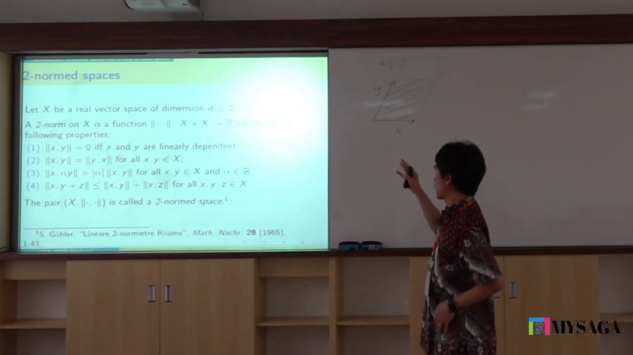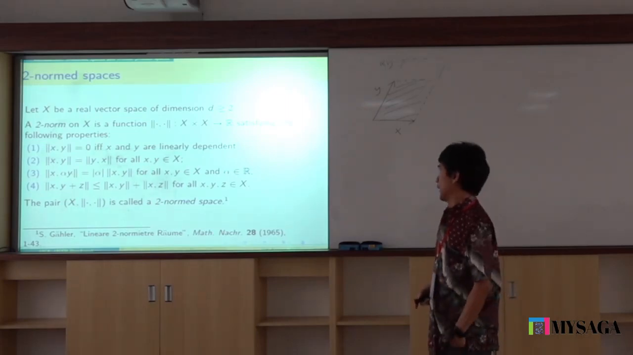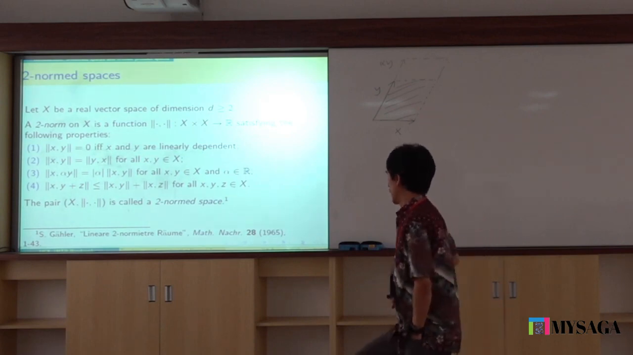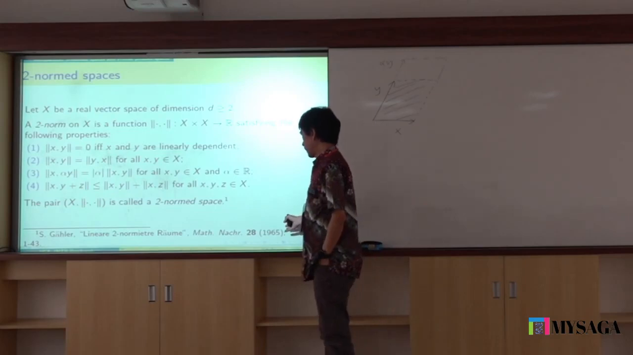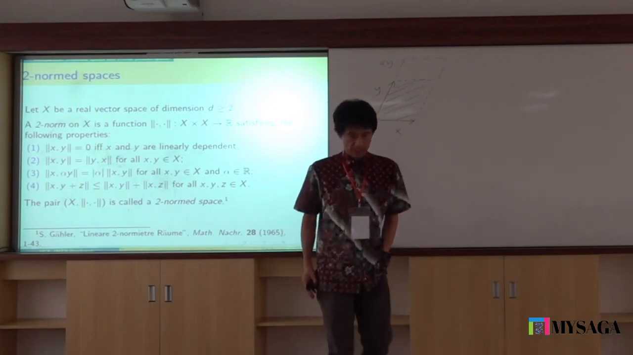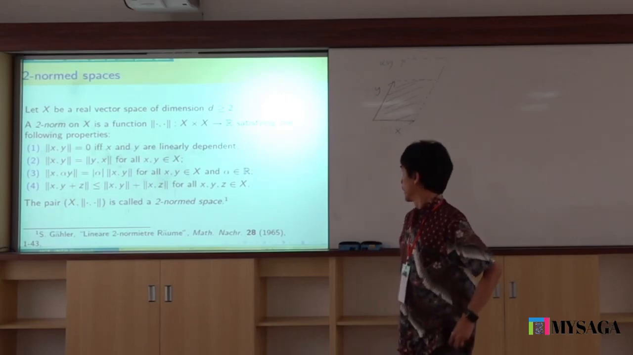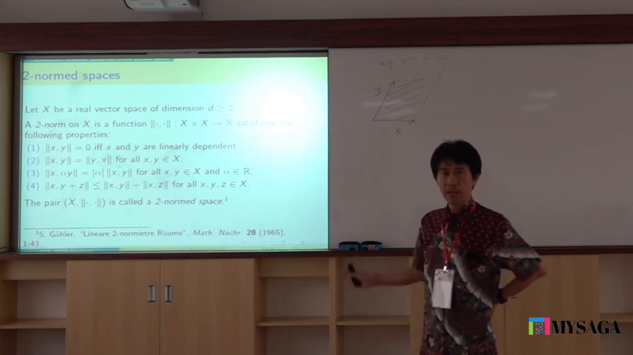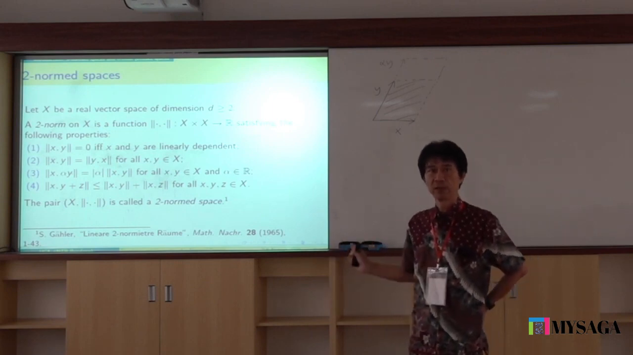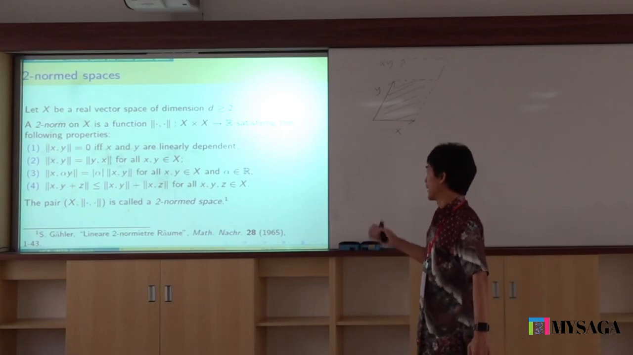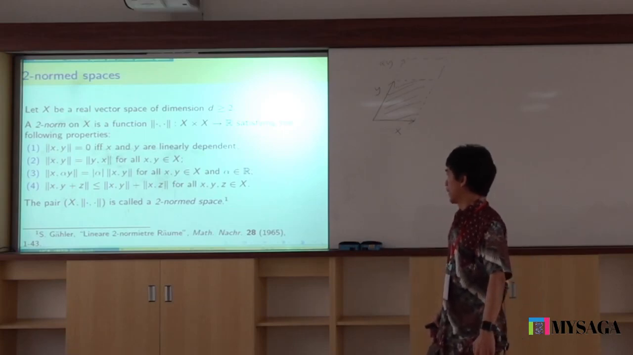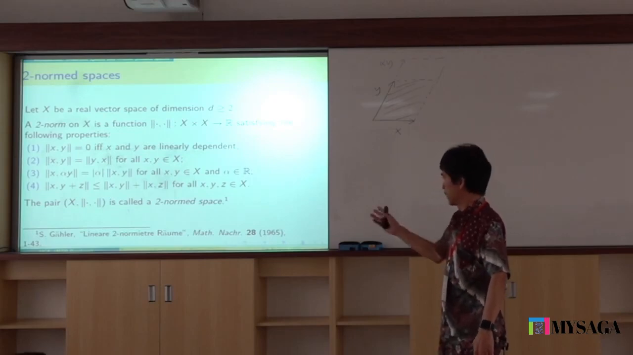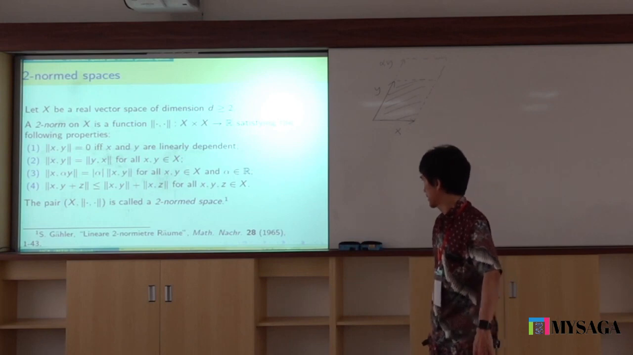With these properties we have a 2-norm on X, and the pair X with this 2-norm is called a 2-norm space. You can refer to this paper by Gähler in 1965. I remember I have a hard copy of this paper, but I don't know where it is now. I hope you can find it somewhere online. It's an old paper in a German journal, Mathematische Nachrichten.